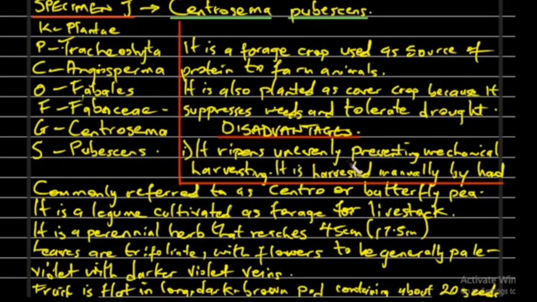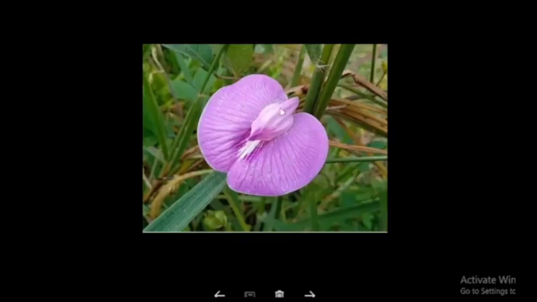It doesn't ripen at the same time, and so this prevents mechanical harvesting of that particular crop. It is harvested manually by hand. So this is what we are talking about here. We can see now, looking at the shape of this thing here, that is why it is called butterfly pea. We can see that it looks somewhat like a butterfly. That is why it is given that name, butterfly pea.